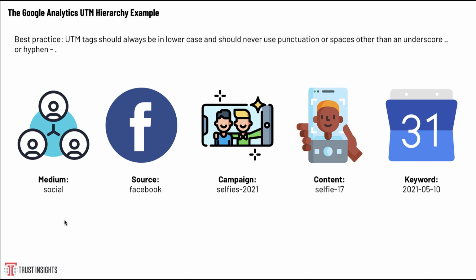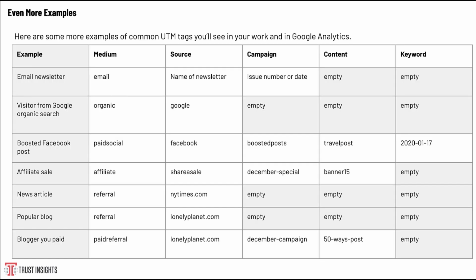This becomes really important when you're paying money for Facebook ads, Twitter ads, YouTube ads, because you want to know exactly which creative, which campaign, which keywords are working best. Let's look at a few more examples.